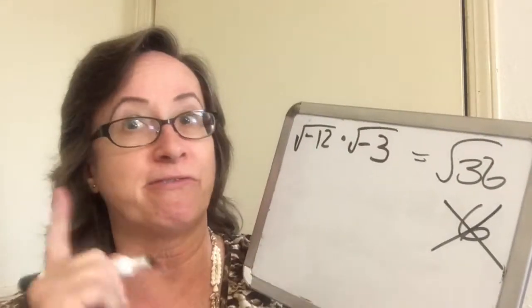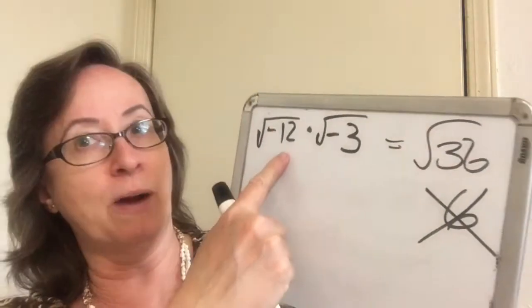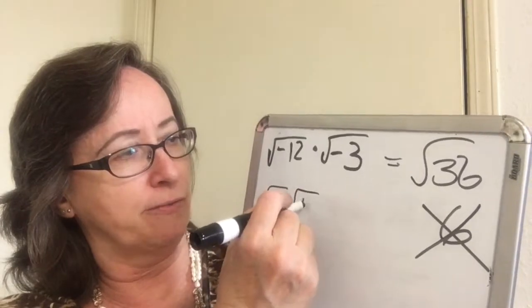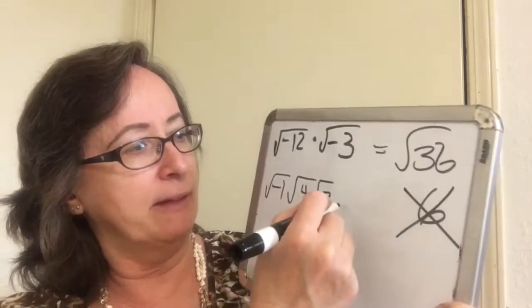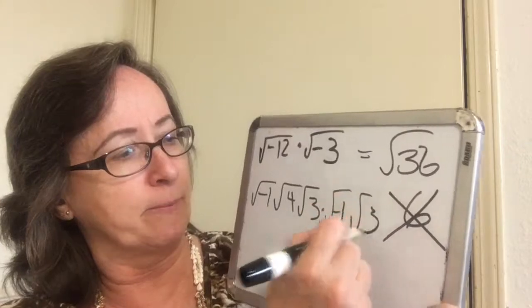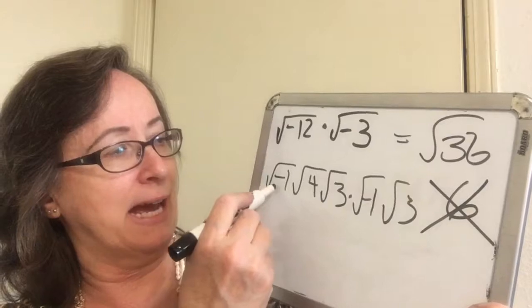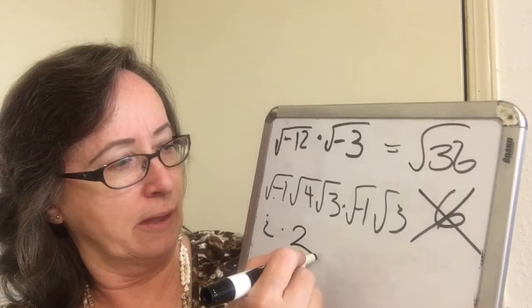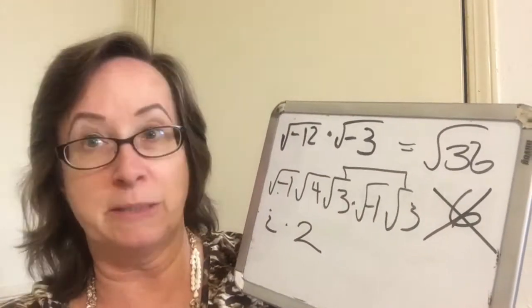Okay, because remember, the first thing I do with imaginary numbers is I pull out the i. So I'm going to write this as square root of negative 1, square root of 4, square root of 3. That's all the 12, right? And then the 3, square root of negative 3, is the square root of negative 1, square root of 3. So when I multiply it all out, notice what happens. I get an i. The square root of 4 is a 2. Okay. The square root of 3 times the other square root of 3 is going to just be 3.